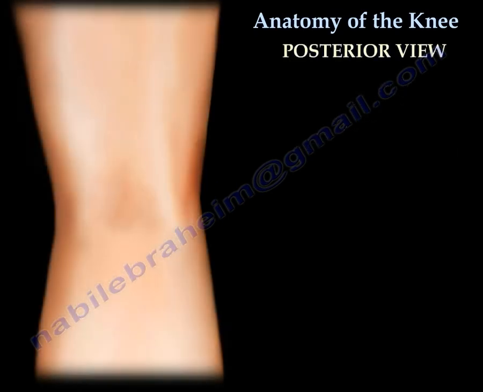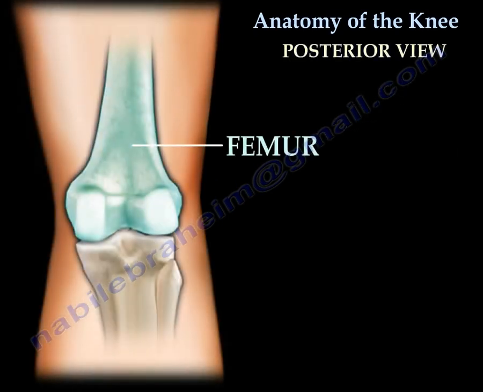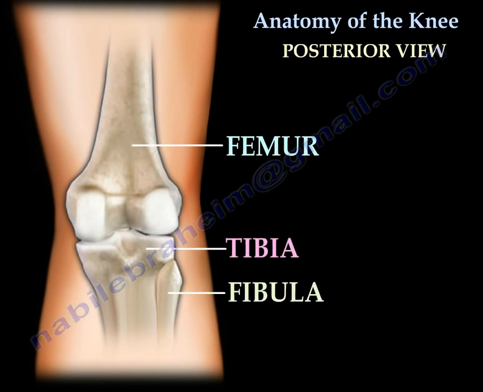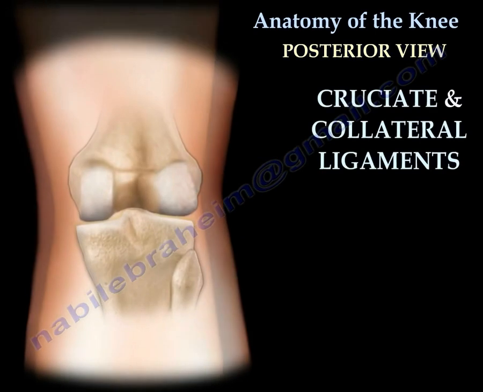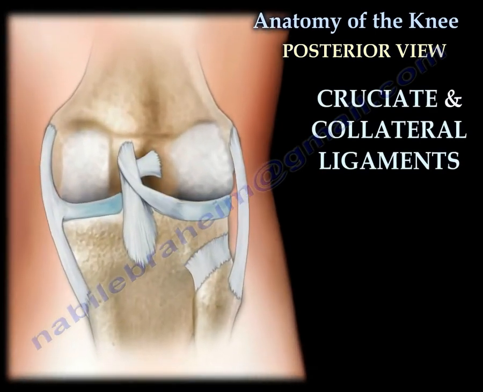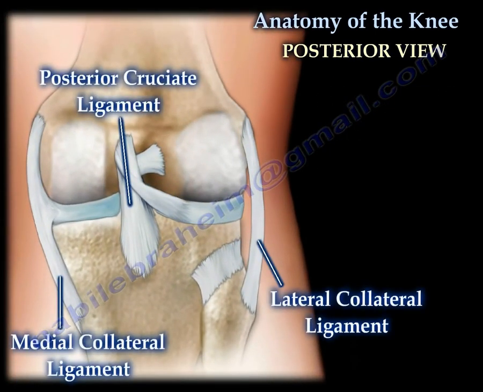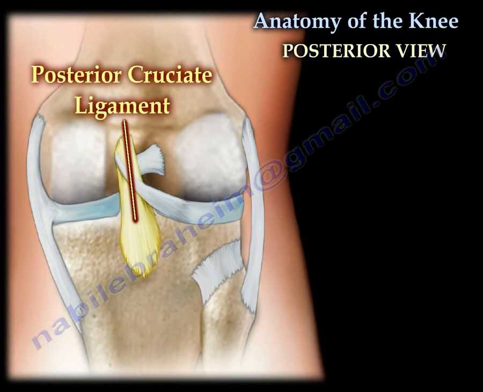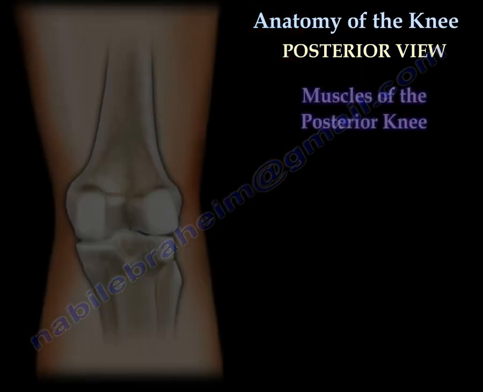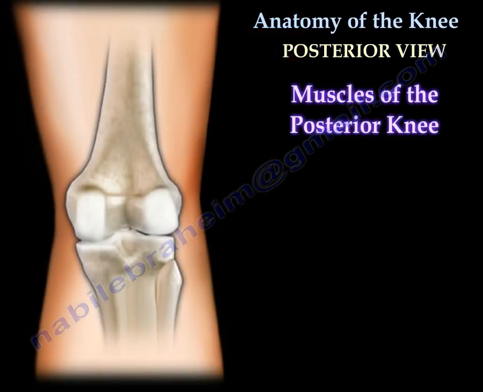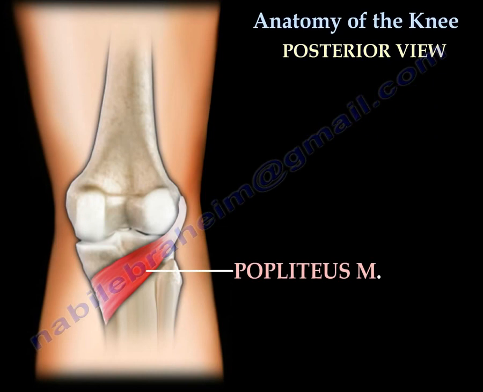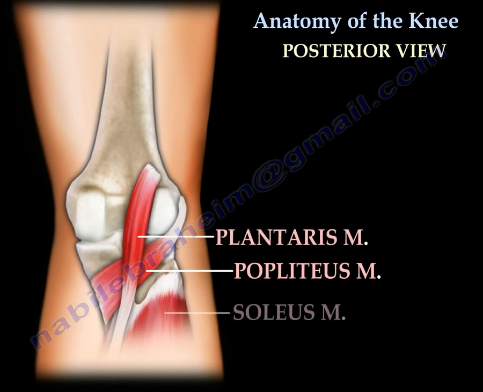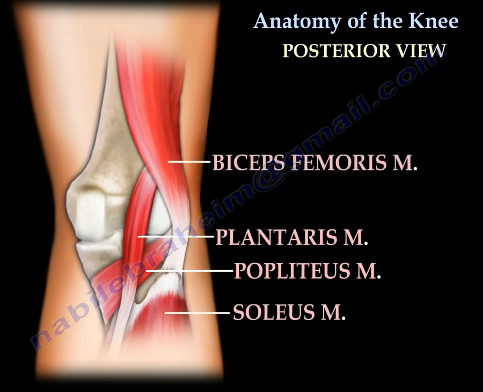This is a posterior view of the knee. These are the bones from the back. Here you can see the posterior cruciate ligament. These are the muscles of the posterior knee. There are several muscles in a unique and interesting arrangement that is complex and difficult to memorize.